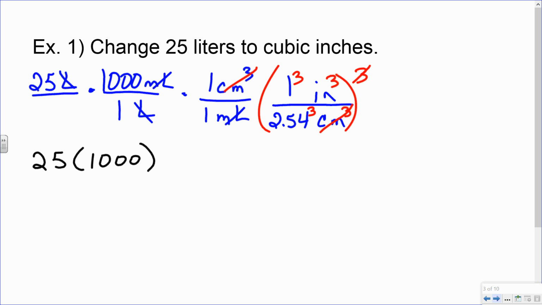So numerator, it looks like I've got 25 and 1,000 and some ones and inches cubed. Denominator, it looks like I have some ones and a 2.54 cubed. Is that everything? Did I miss anything there? And some of you have got your calculators out. So Sophie B, you were punching in a minute ago. What'd you get? Did you do 1,000 or 100 when you entered that?